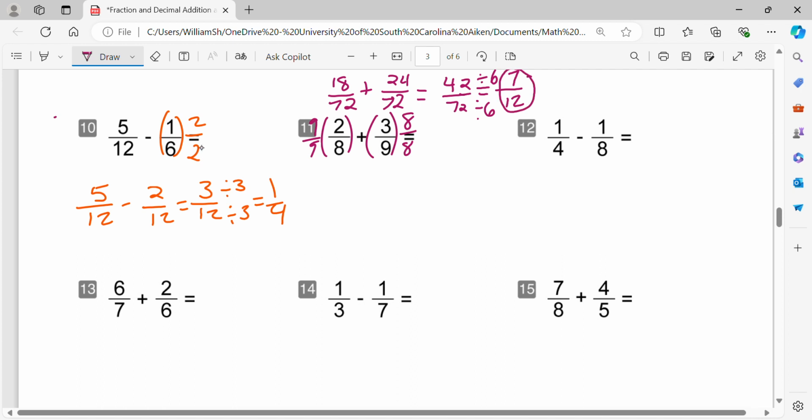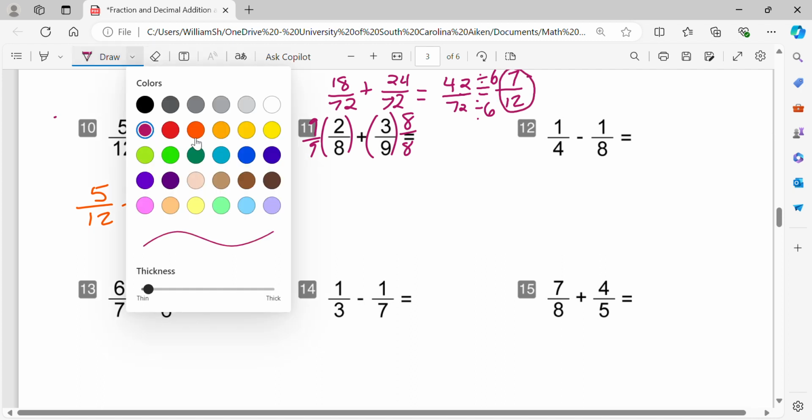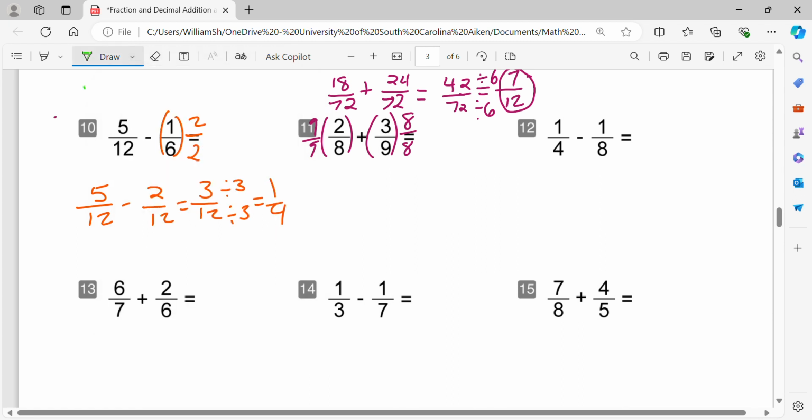Now you're like, okay, Mr. Shipes, what was the other way that you were thinking of? Well, I'm going to show you the other way. In the other way, I would have reduced both terms, which means that instead of doing this first common denominator, I would have reduced this first term by dividing by 2, which would have reduced this to a 1/4.